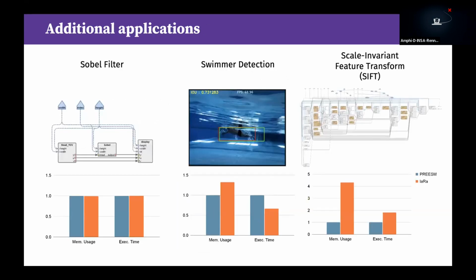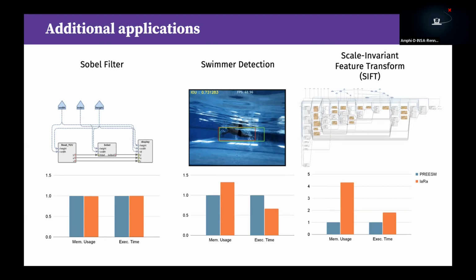Then we add additional applications which do not display dead code elimination optimization. There was no opportunity, but from a simple application like the Sobel filter, we are able to compile and execute in about the same time, plus or minus 1% for one or the other, but really the same performance. And we are able to handle small applications, but also larger applications like swimmer detection or the SIFT application, which is composed of many different kernels.